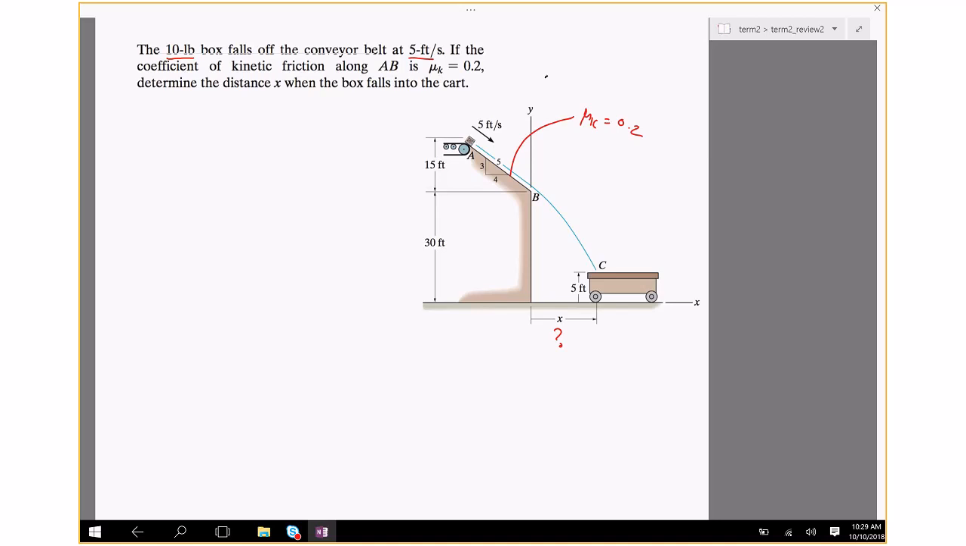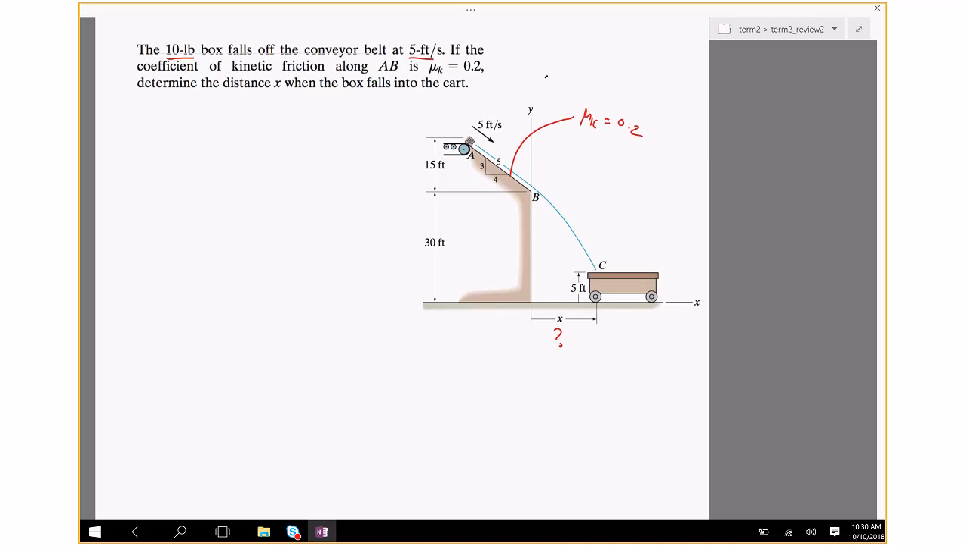So when the block moves from A to B and there's friction, you've got to think of it as a dynamics problem. Okay, that's where you'd use either 2, 3, or 4. But the moment it leaves the point B, it's falling freely under gravity. It's no longer a dynamics problem; it's a kinematics problem, which is chapter 12. So if you think of breaking it up into 2 parts, then you should be able to solve it.